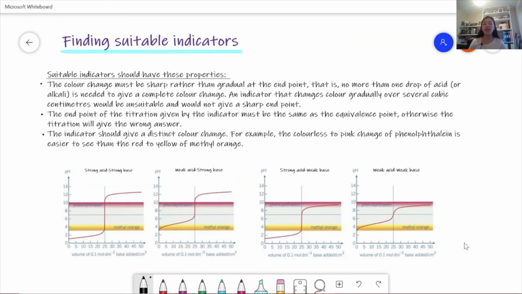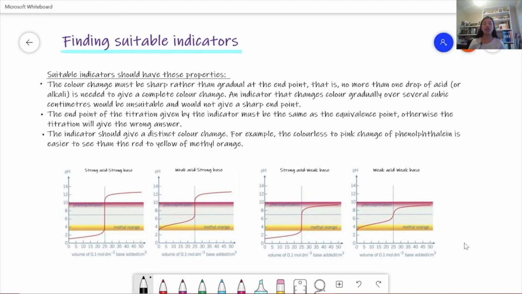So now we're going to have a look at some indicators. So suitable indicators should have these 3 properties. The first is that the colour change must be sharp rather than gradual at the end point. So that is, no more than 1 drop of acid or alkali is needed to give a complete colour change. And an indicator that changes colour gradually over several cubic centimetres would be unsuitable, and this is because it would not give a sharp endpoint.